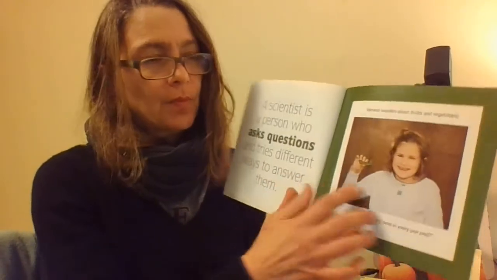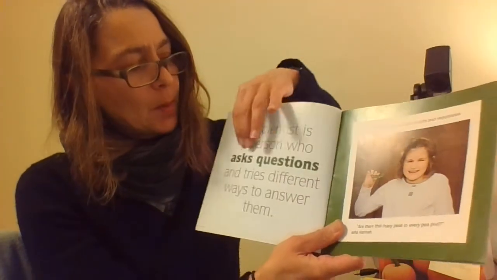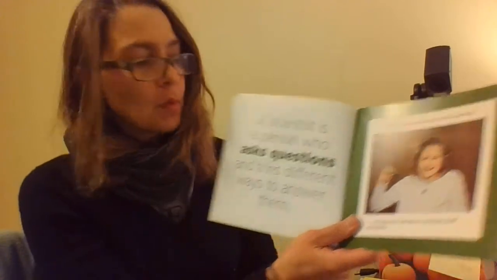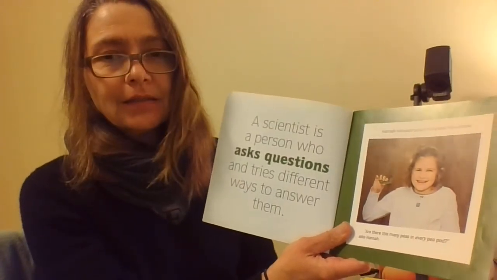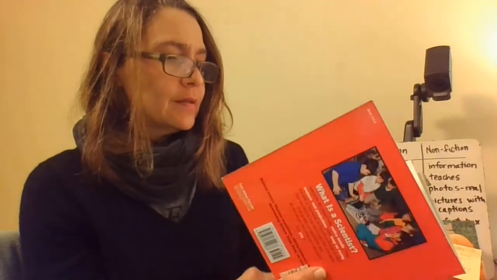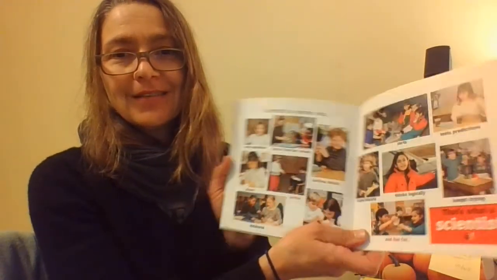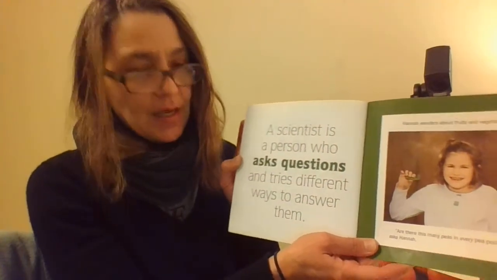Remember, nonfiction text has pictures with captions. That's one of the features of a nonfiction text. Another feature is bold words in bold writing, highlighted writing, that are important words that will show up again in the back in a glossary page. All right, so this is a nonfiction text. It is going to teach me something. A scientist is a person who asks questions and tries different ways to answer them.